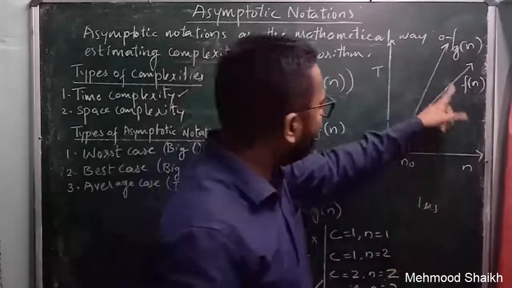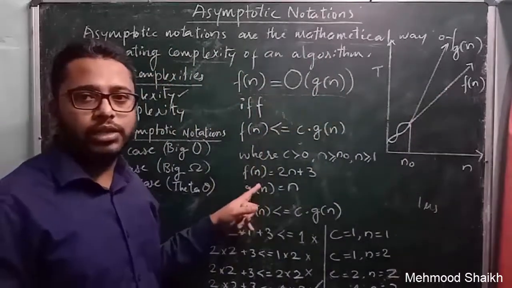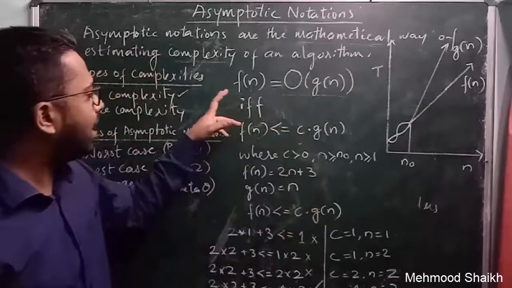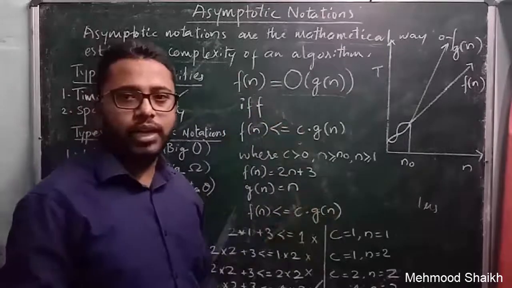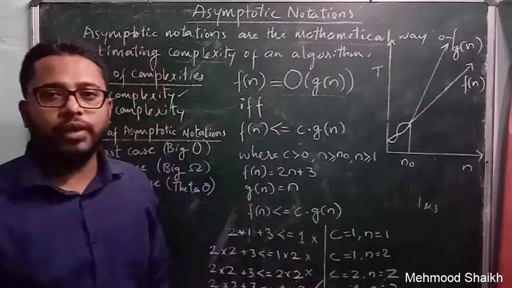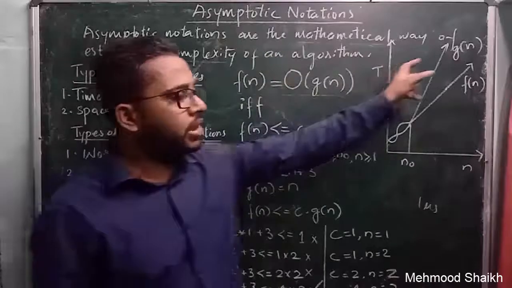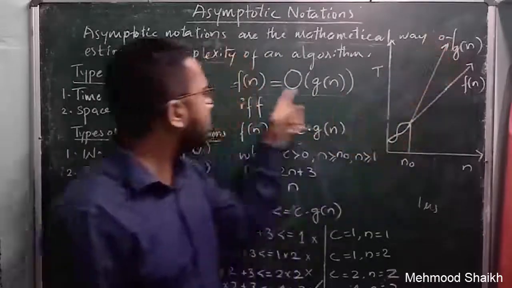Okay, so that is what we are trying to prove with these mathematical notations. Now here you can see I have written an expression which says f of n is equal to big O of g of n, which says function g of n will always be the upper bound or upper limit to this function f of n.